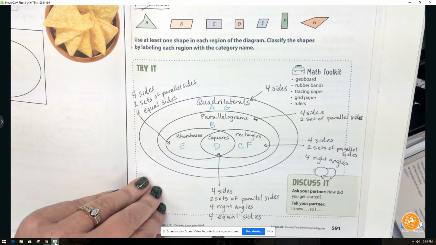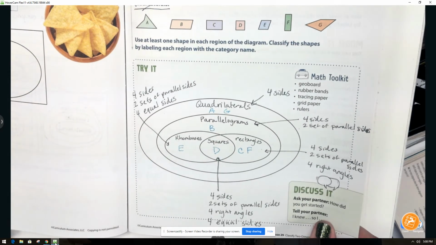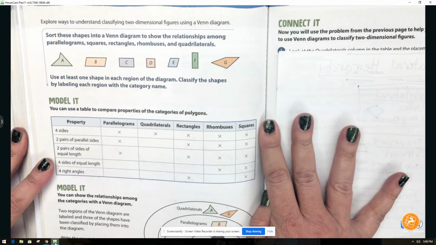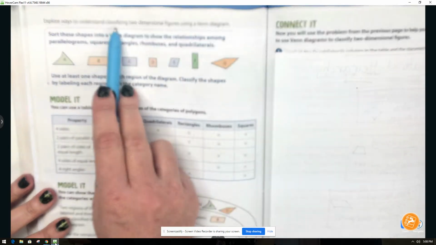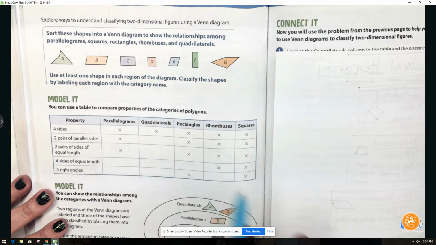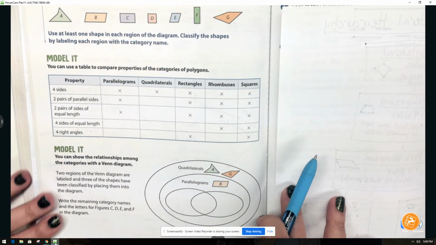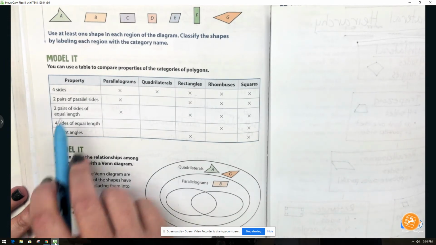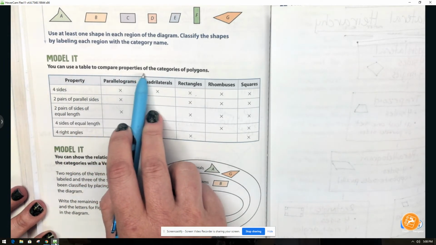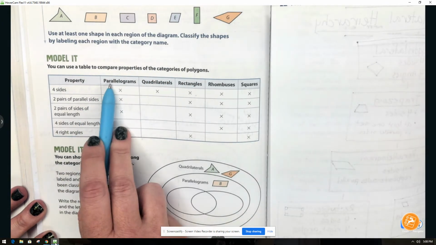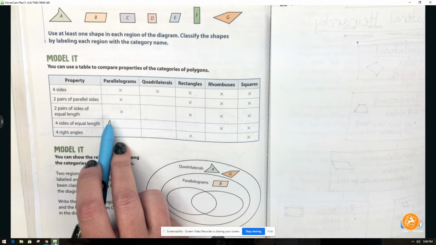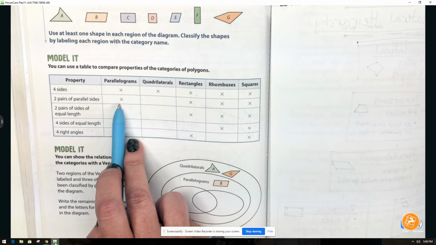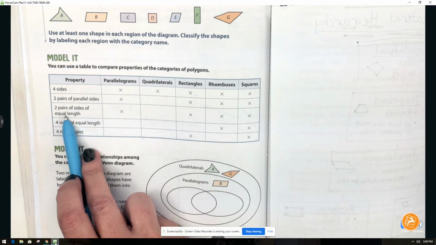All right, let's go ahead and go to page 592. On page 592, it says we are going to explore ways to understand classifying two-dimensional figures using a Venn diagram. So we did that. Now, they said that now that you've used the Venn diagram, which we did on the front page, we can also use a table to compare properties of the categories of polygons. So for example, and we kind of did this on the last page, we talked about all their different attributes. Parallelograms have 4 sides, 2 pair of parallel sides, and then they also talk about 2 pairs of sides with equal length.